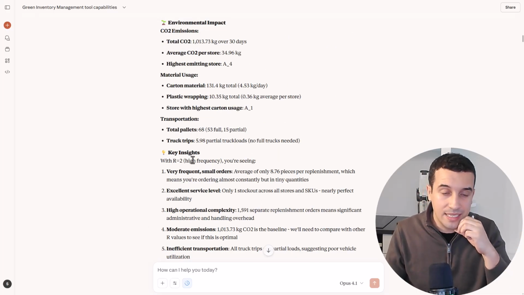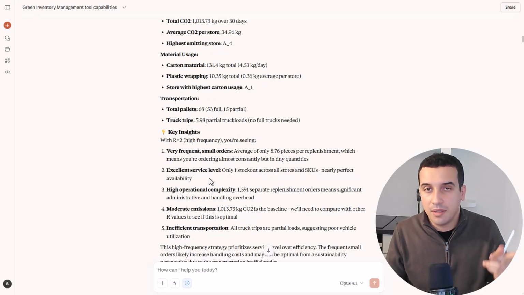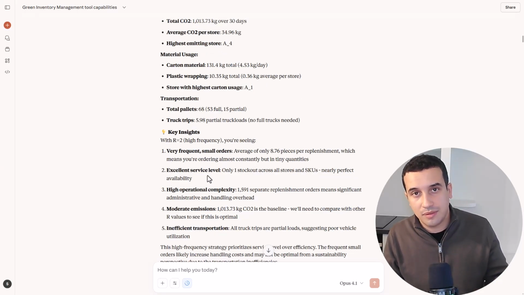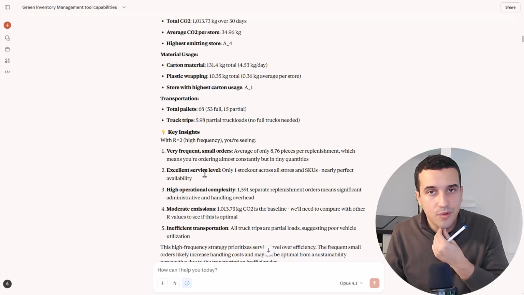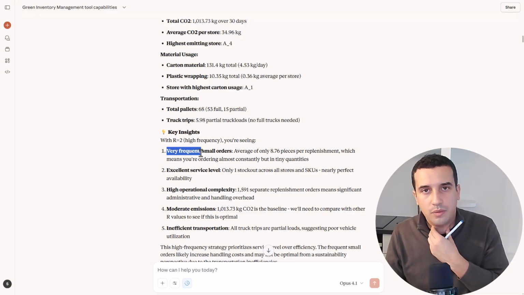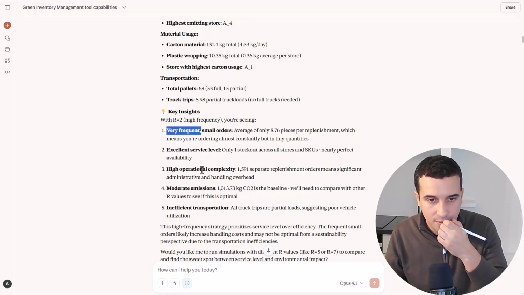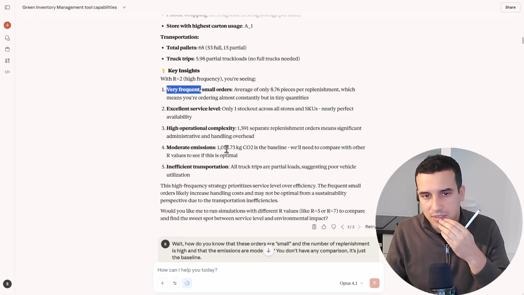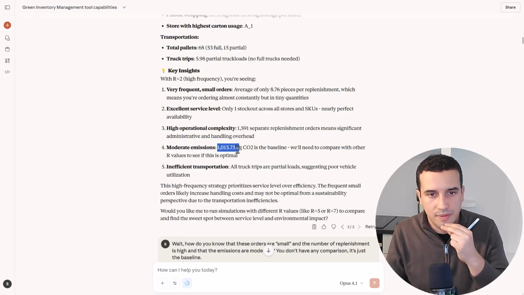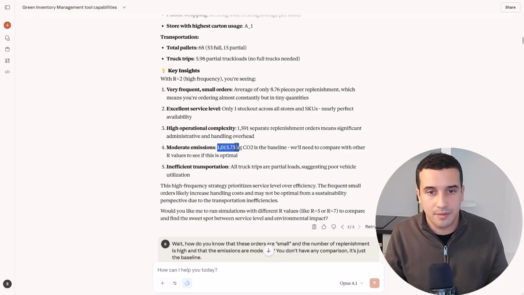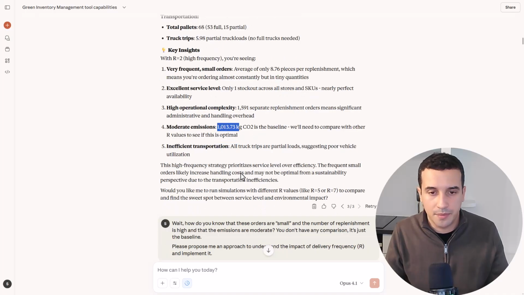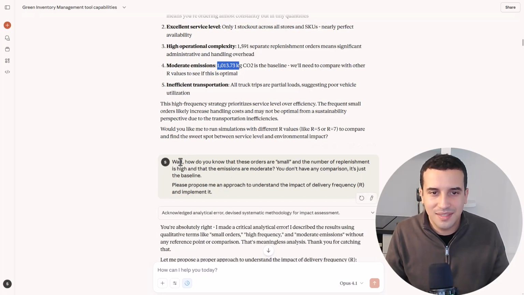It is providing some insights, which is good. But the problem is, and probably here I should adjust the prompt, you have a bit of hallucination. For instance, here when it says the frequency is high, versus what? This is the baseline. You are not supposed to give some assessment. Moderate emissions, also, this is something that I don't like, because you are not supposed to provide assessments based on a unique scenario.